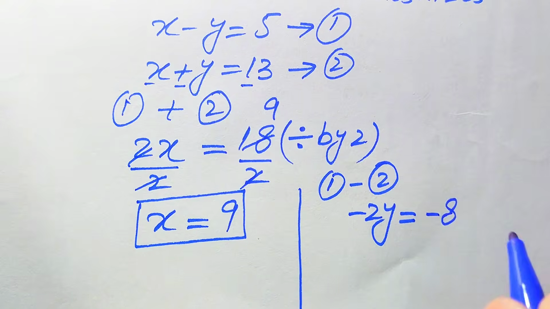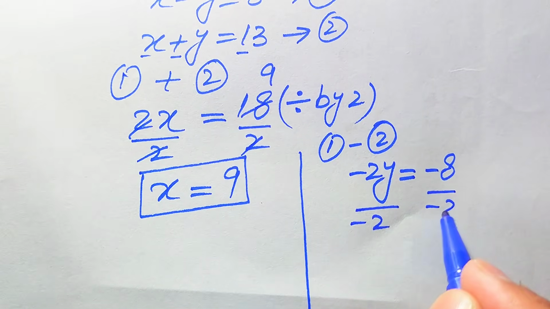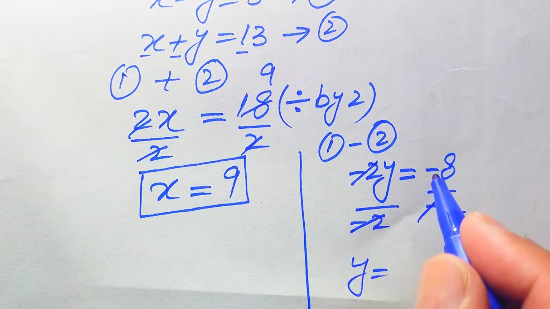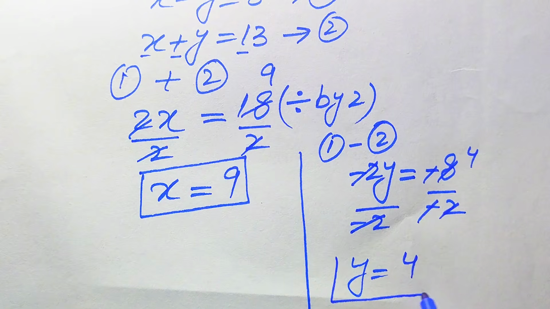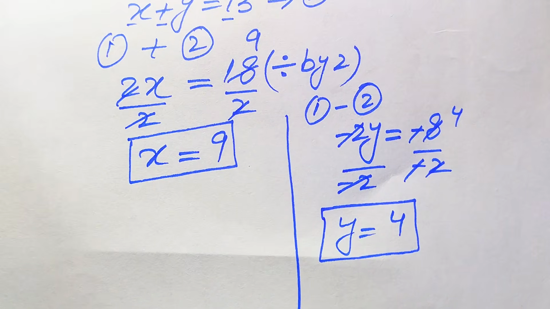becomes minus 8. And for the values of y, we will divide both of the sides by minus 2. So this minus 2 and minus 2 are gone, and we get y is equal to, this minus and minus are gone, and 2 4s are 8. We easily get the value of y is equal to 4. So here we obtain one value each of x and y.